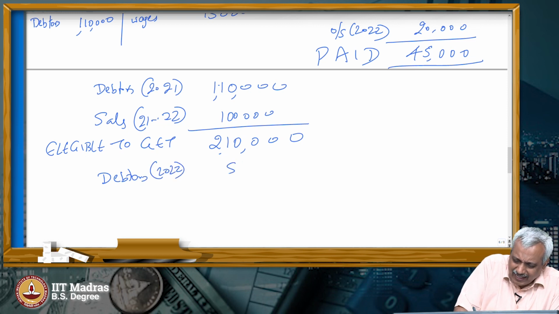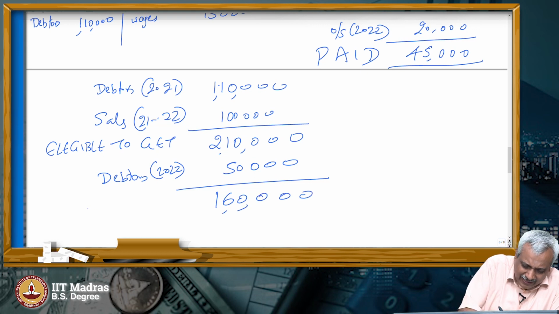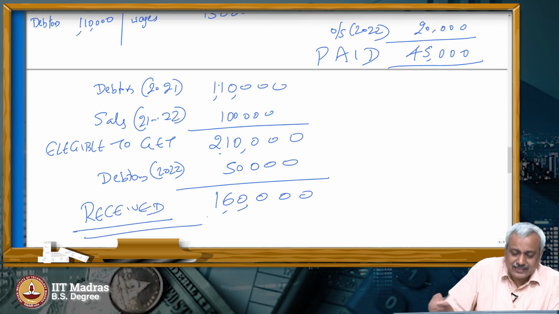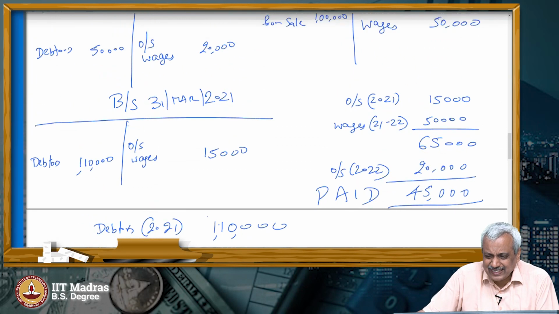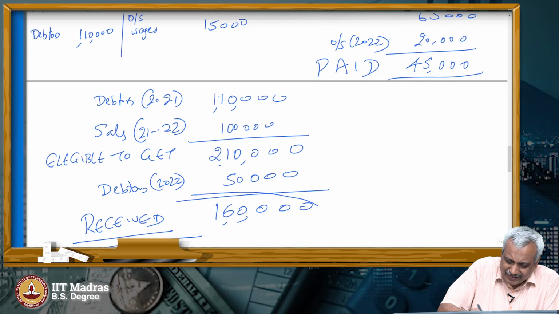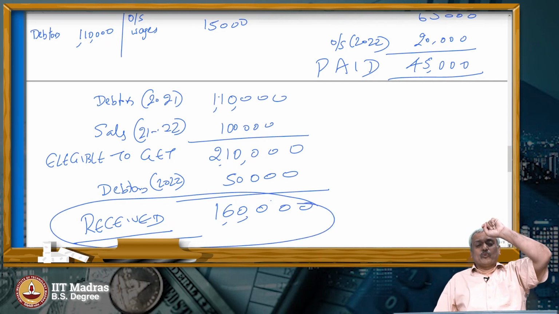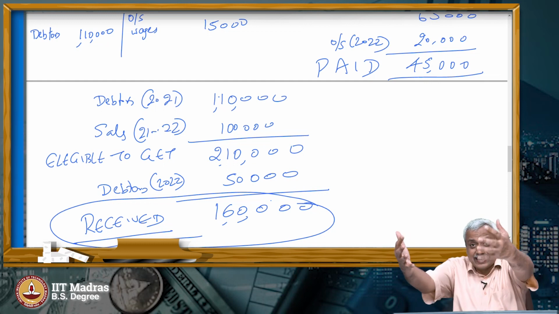In 2022, there is a debtor of how much? 50,000. That means how much have you received? I have received 1,60,000. Though your sales is only 1 lakh, your cash inflow is 1,60,000. That is, the cash inflow from operations is about 1,60,000. Your sales for the year is only 1 lakh, but your cash inflow from operations is 1,60,000 because that is the cash that you have received.